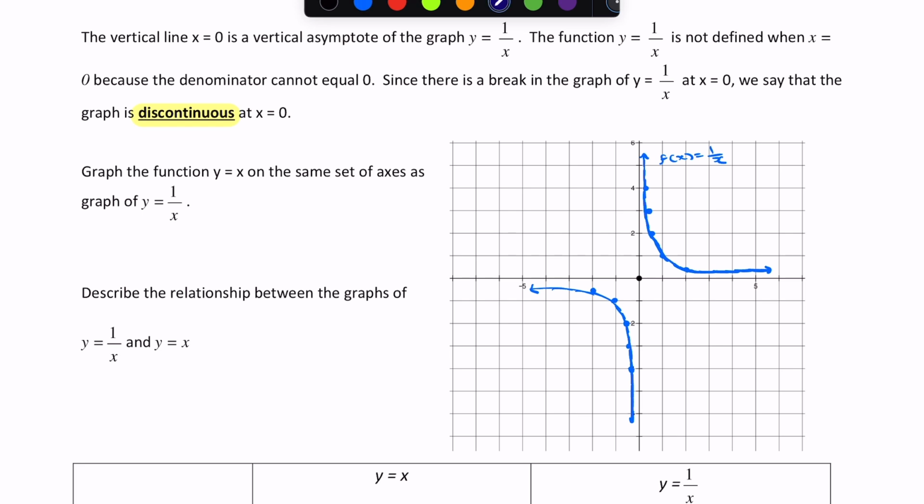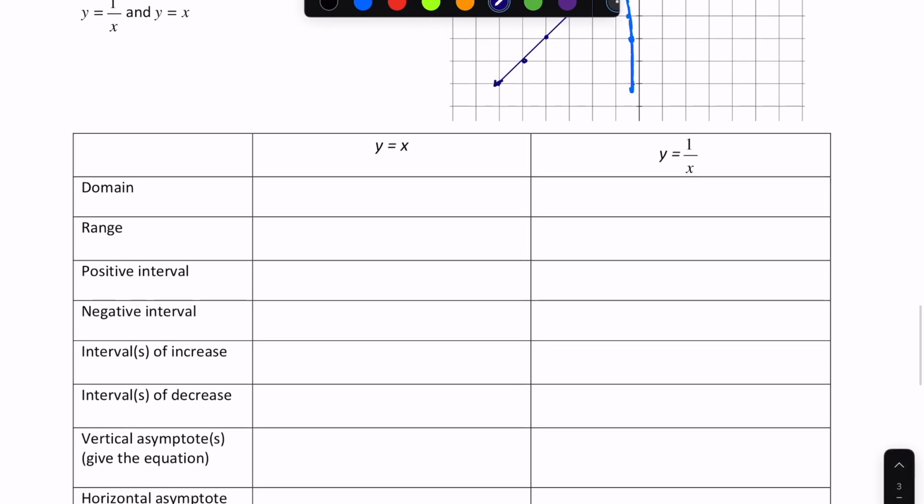And then we also have our line y is equal to x. And just plotting a couple points here, we'll draw that line right through. And that's our graph. We'll label that g of x is equal to x. Again, y is equal to x. Okay, so let's look at these characteristics and then we'll compare again y is equal to 1 over x and y is equal to x.